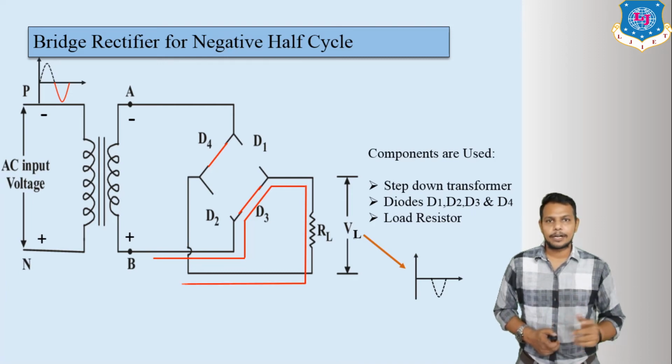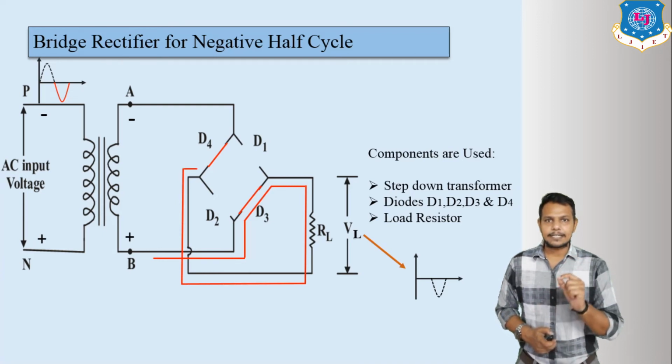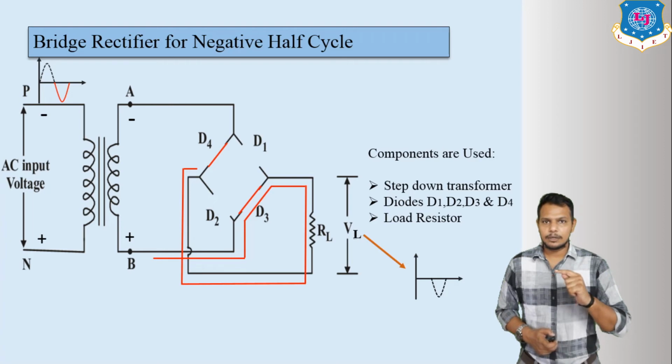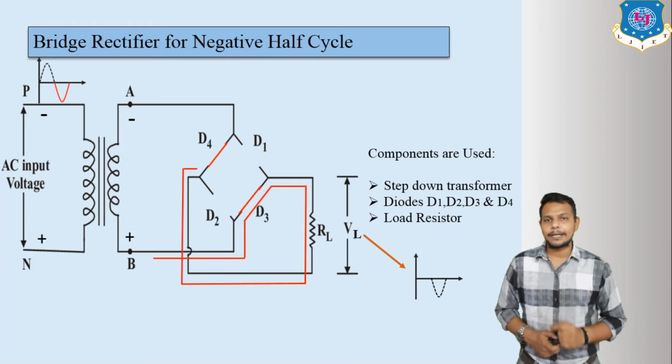Now current is passing through this terminal, and this is the junction where current is divided. If current flows from the D4 side, that means it becomes a closed loop. If current flows from the D2 side, then it becomes an open circuit because it works in reverse bias. That's the reason D2 is open circuited and D4 is closed circuited. So current is flowing from plus to minus like this.